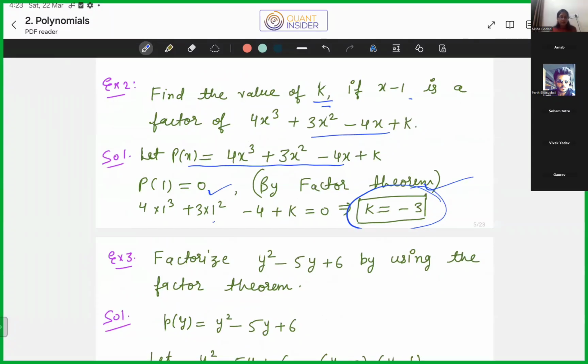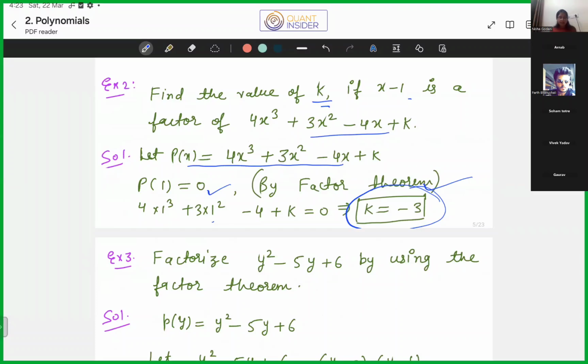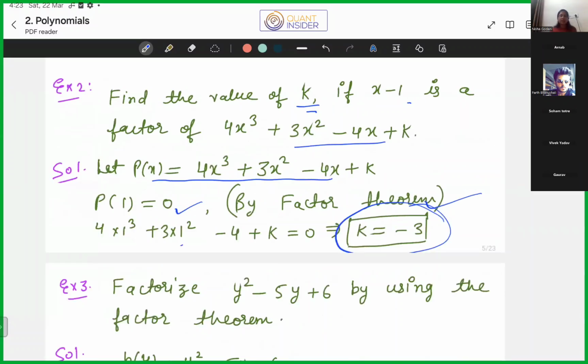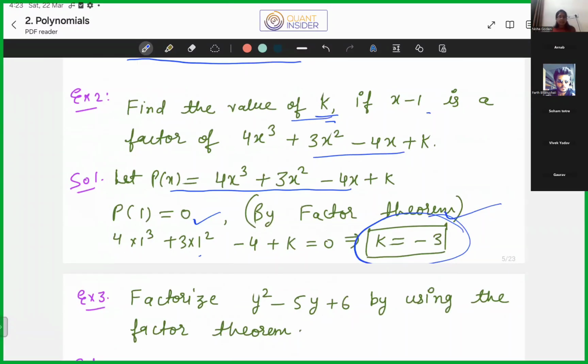In this example, you have to find the value of k, and it is given that x minus 1 is a factor of this polynomial. Okay. So x minus 1 is a factor. This means p(1) equal to 0. If you denote the polynomial by the name p(x), then you put x equal to 1 and it will come out to 0. So p(1) is 0. Okay. So in p(x), you put x equal to 1. So I have 4 into 1 cube plus 3 into 1 square minus 4 plus k. This is equal to 0, and this will give k equal to minus.